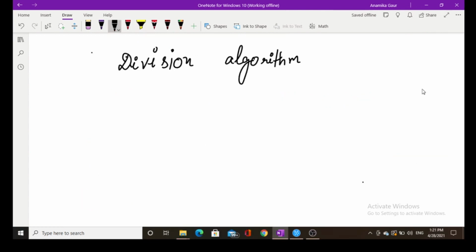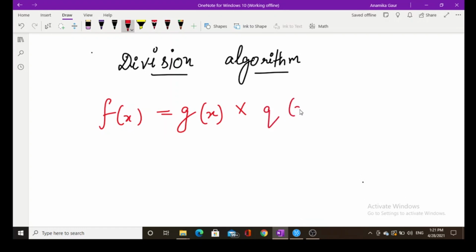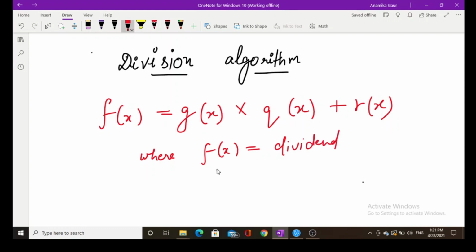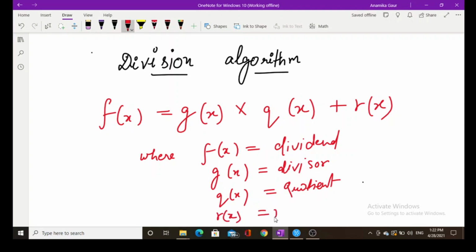Now the next topic of discussion is the division algorithm. The division algorithm is f(x) equals g(x) multiplied by q(x) plus r(x), where f(x) is called the dividend, g(x) is the divisor, q(x) is the quotient, while r(x) is the remainder. This is the division algorithm.